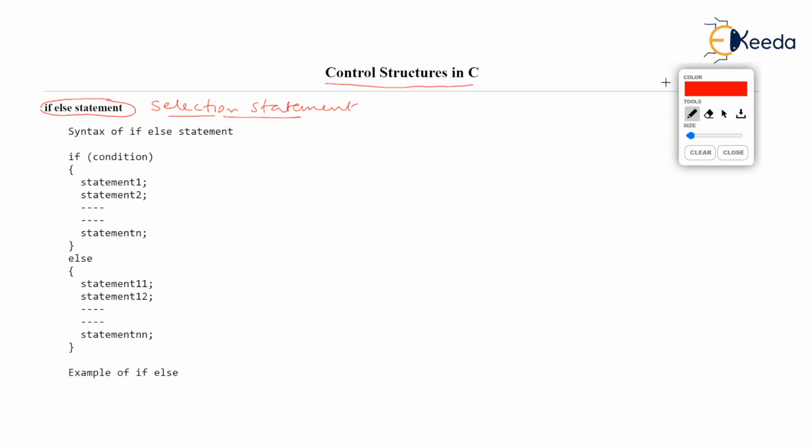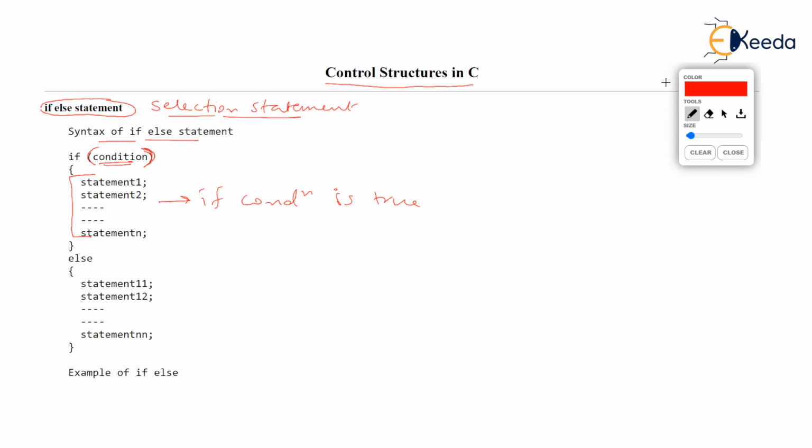Now the grammar of if-else is: if is followed by some Boolean condition, some Boolean expression which always evaluates to true or false, and within the if we write a set of statements. Some n statements have been written. These statements will run if the condition is true. So if the condition written in the if is true, then this set of statements will run.